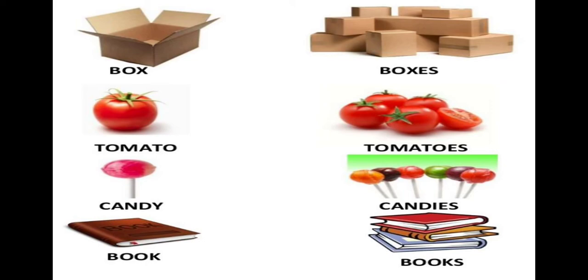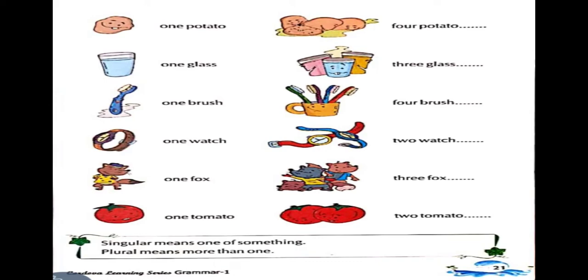Understood? Then next picture is of candy. What you have to add? es. It will become candies. Next picture is of book. Here you have to add only s. It will become books. Understood? So, in this way you have to solve these examples.